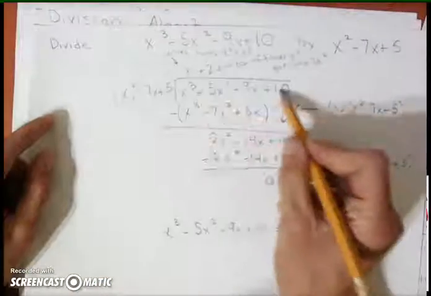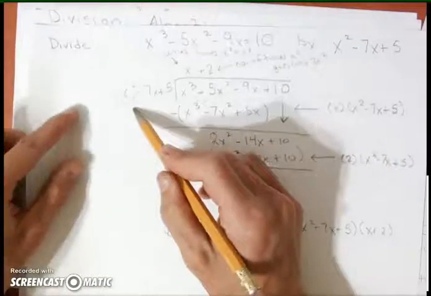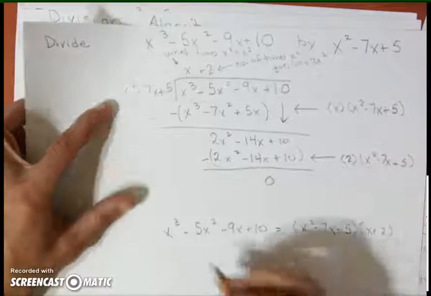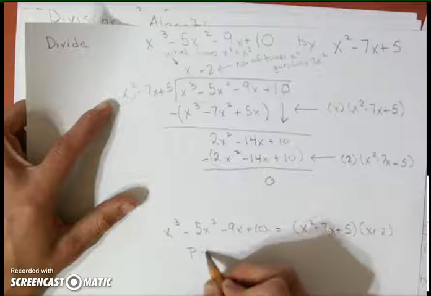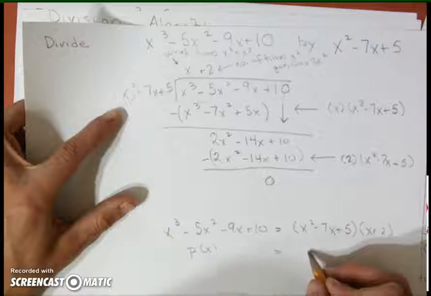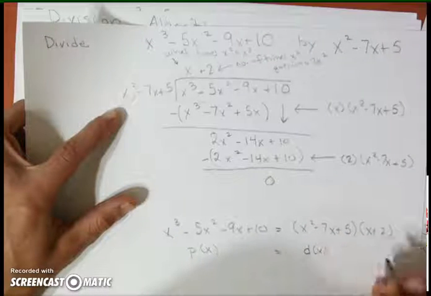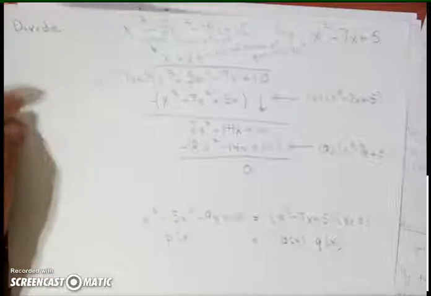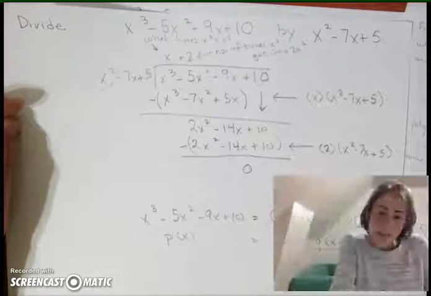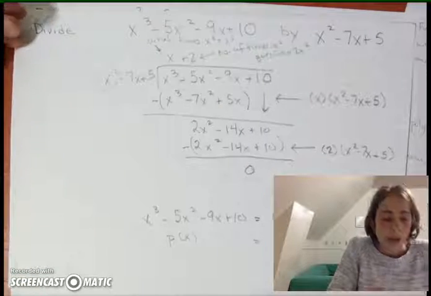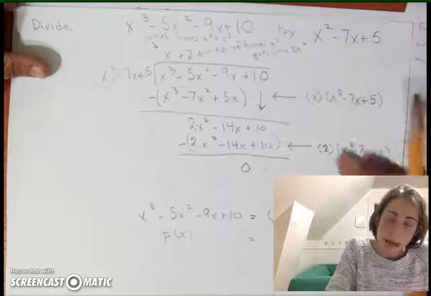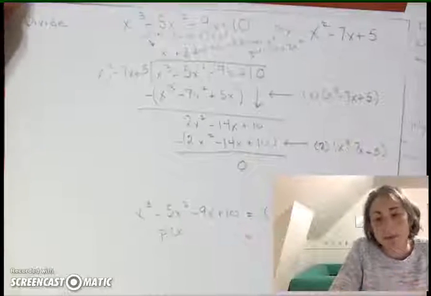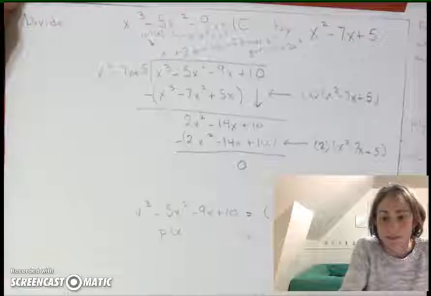So here's our p of x. We divide by d of x. We get some quotient, and here the remainder was 0. So this says p of x equals d of x times q of x. Okay, so I'm going to stop this video here, but I'm going to do another example and we'll come back to the division algorithm in the next video, and we're going to talk about how this can actually be used to help us find zeros.